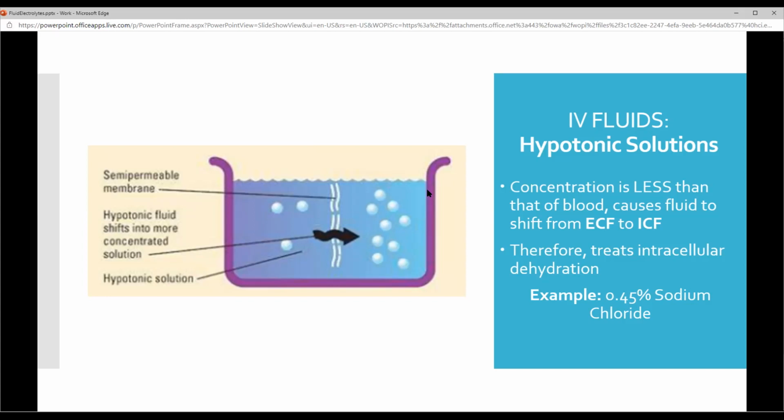0.45 normal saline is about the most common. There's another one in your book, 2.5. I've never seen that. There's another one that rarely gets used, like by urologists, and that's 0.25%. But 0.45 is probably the only one on your test. 0.45% sodium chloride, or they call it half normal saline.